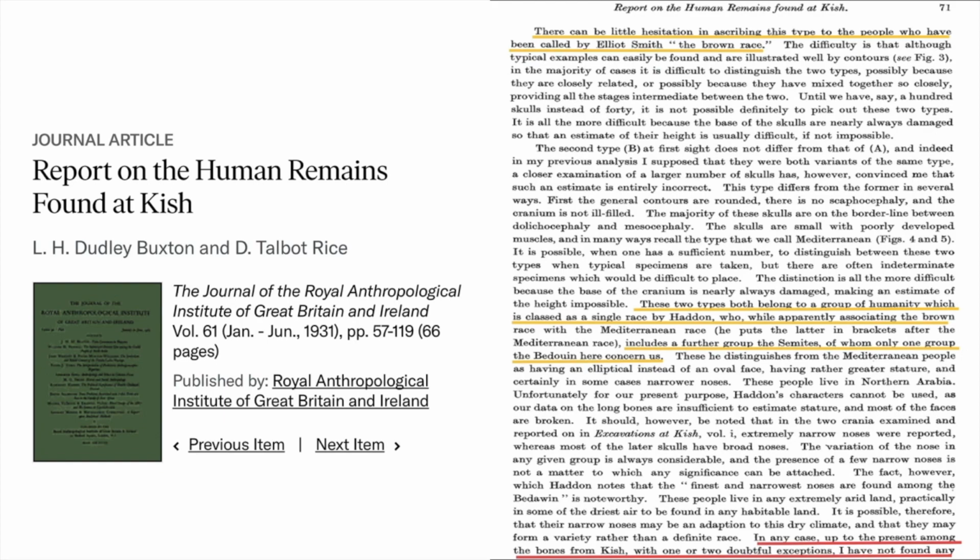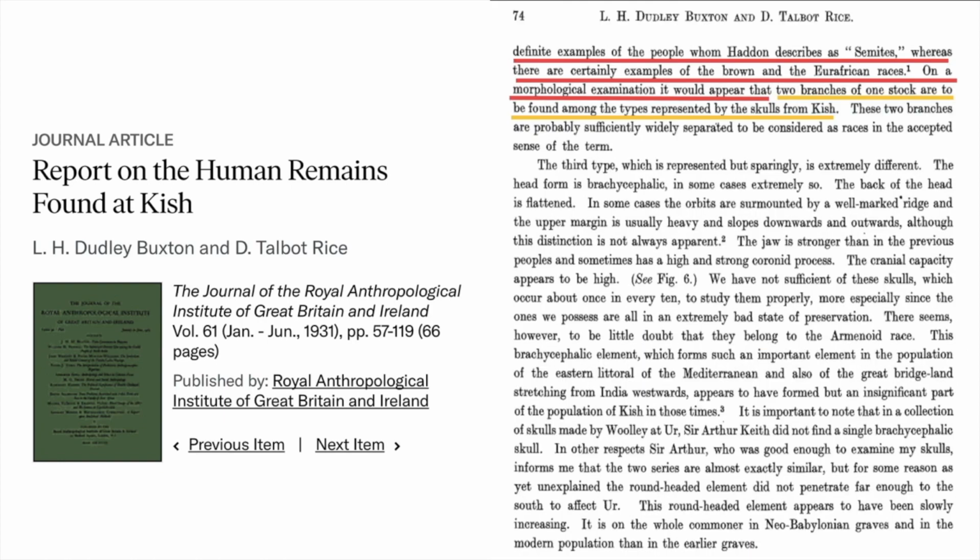In any case, up to the present among the bones from Kish, with one or two doubtful exceptions, I have not found any definite examples of the people whom Haddon describes as Semites, whereas there are certainly examples of the brown and the Euro-African races. On a morphological examination, it would appear that two branches of one common stock are to be found among the types represented by the skulls from Kish.